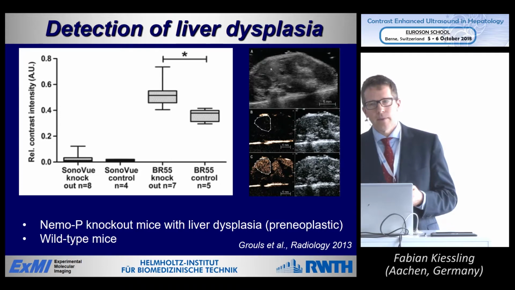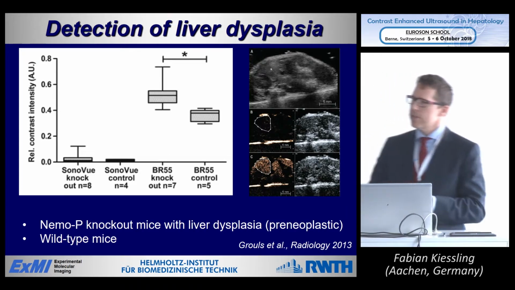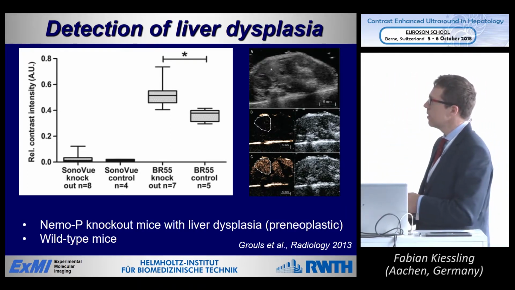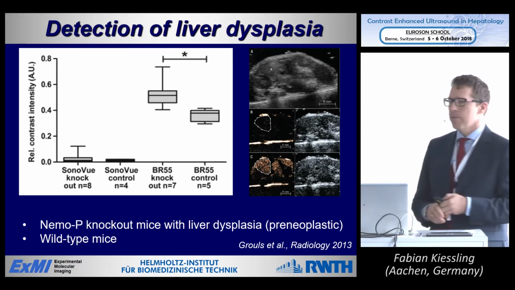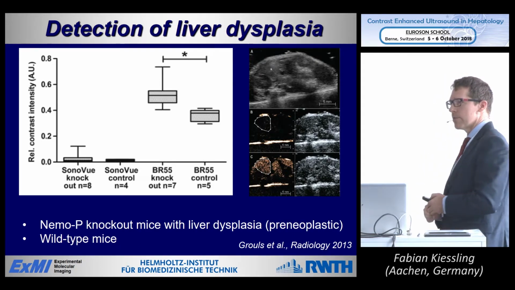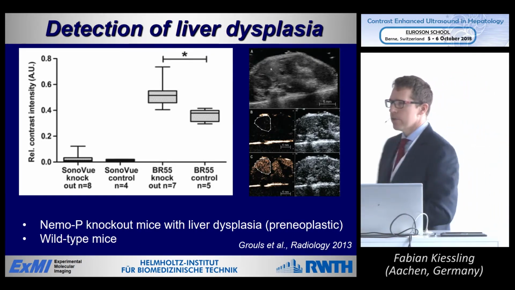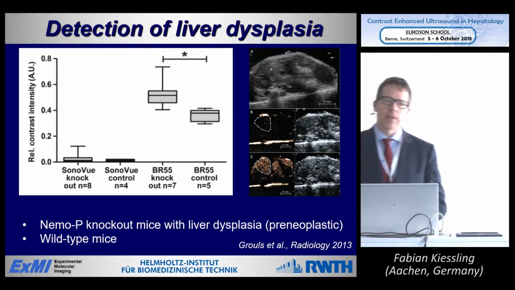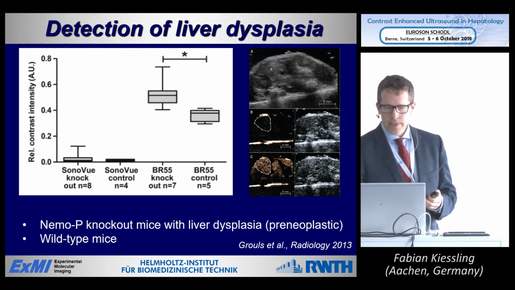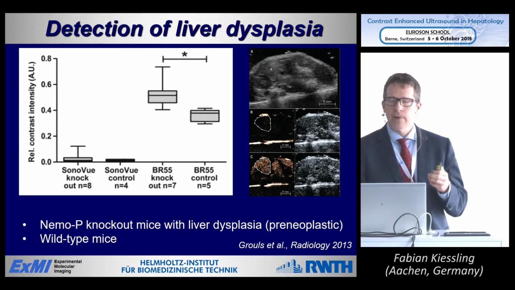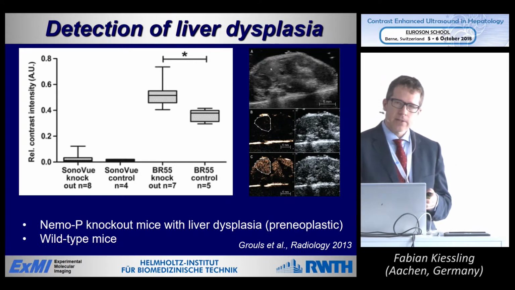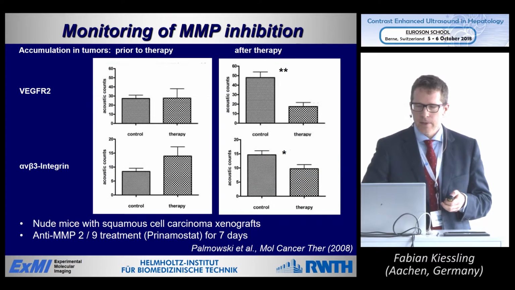And in these early pre-neoplastic conversion states, we could not see any increase in vascularization with the functional ultrasound, but we could already clearly depict the increase in VEGF receptor 2 upregulation, which is triggered by macrophages and by the neoplastic cells. So that means we have a clear advantage of using molecular ultrasound here over functional methods.